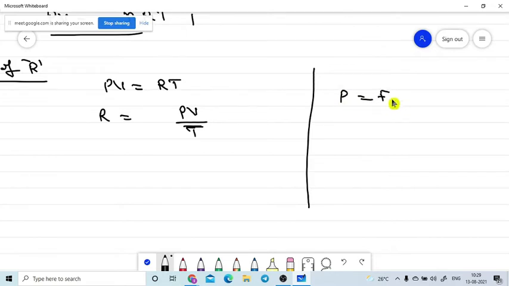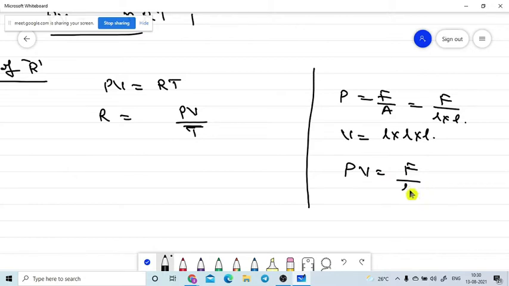I am doing some rough work here. Pressure is equal to force by area. Now what is meant by V? V is nothing but length into length into length, because length, breadth and height are all lengths. Force by area is force by length into length. So PV is equal to force by length squared into length cubed. Two L's are cancelled. That is equal to force into length. Force into length is force into displacement, which is work, and work is nothing but energy.